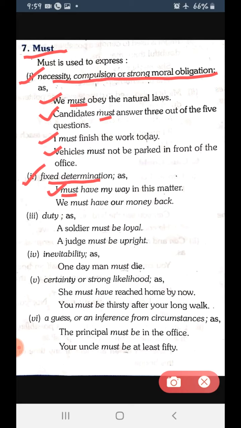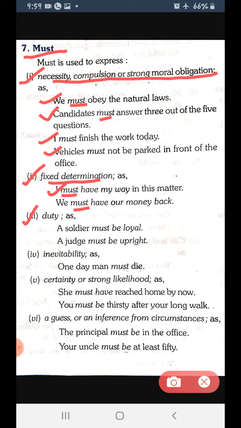in this matter. So in this matter, meaning for this thing, I must have my way, I have to find my way out. Fine. Number 2, we must have our money back. That means we have given our money to a money lender or to someone, and now we must get our money back. That means it is a determination that we should get it back. Clear to everyone?